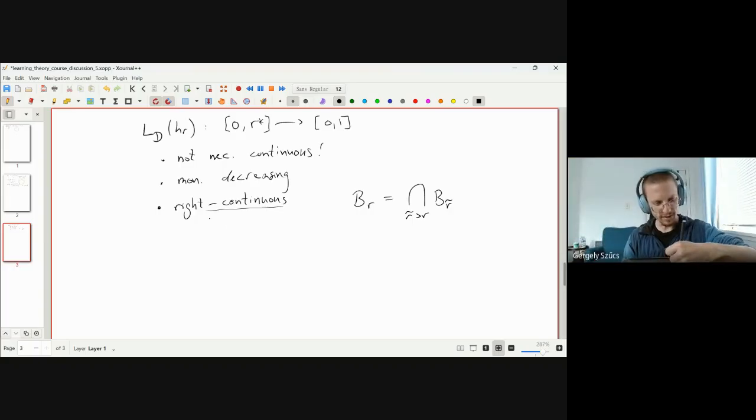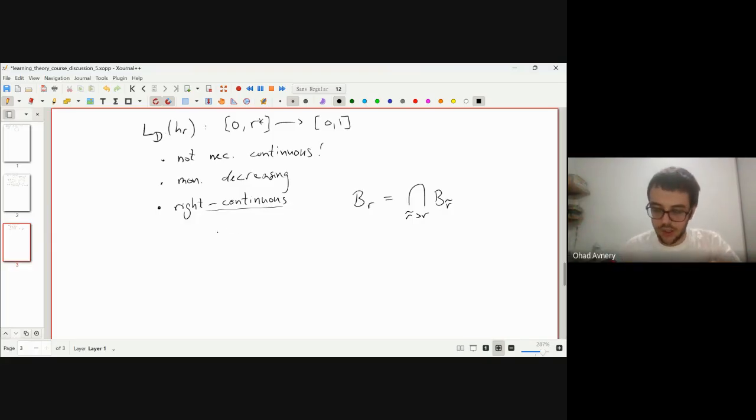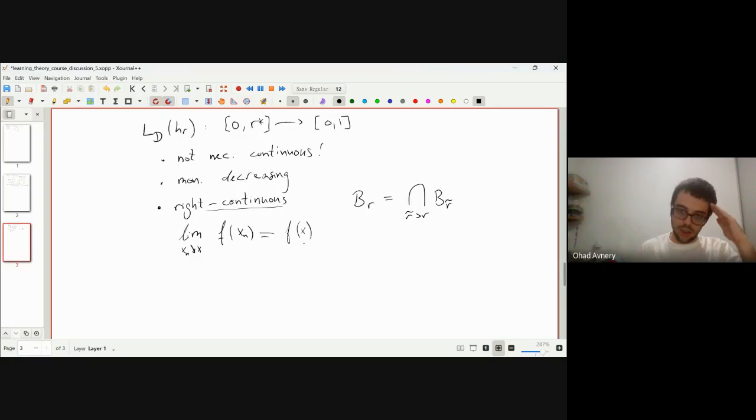Maybe we could say what right continuous means exactly. The function being right continuous means that for each point x in the domain, the limit of f of x plus epsilon approaches f of x as epsilon approaches 0 from the right. That is, we only consider right limits in the function graph.